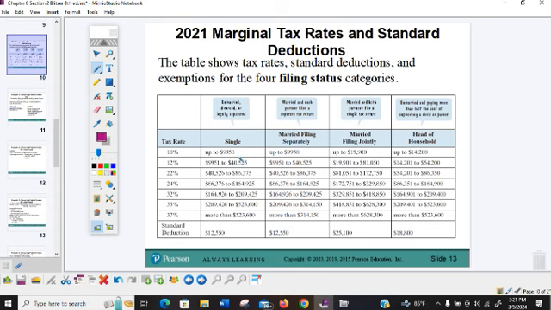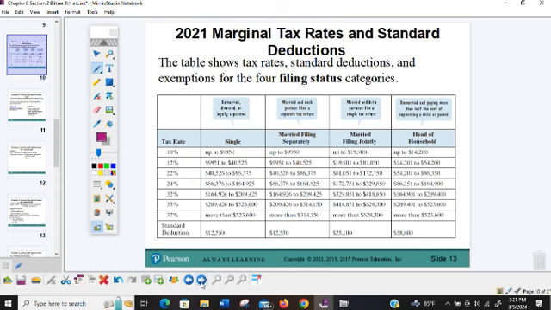Now, if you look at this, like for a single person, we're going to do this in the next example. Up to $9,950, they're going to pay a 10% tax rate. Anything above that, up to $40,525, they're going to pay 12% tax rate. From $40,526 to $86,375, they're going to pay 22%, and so on. The more you make, the higher that tax rate.